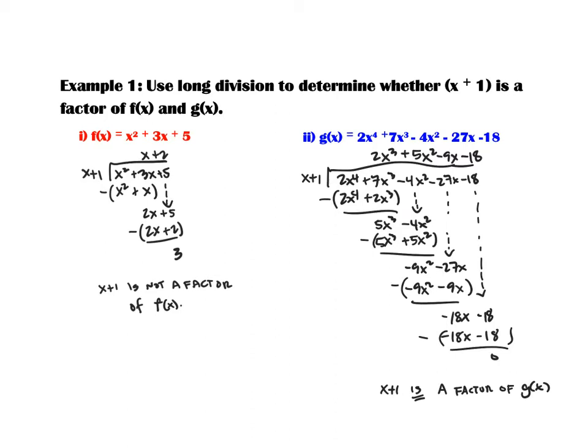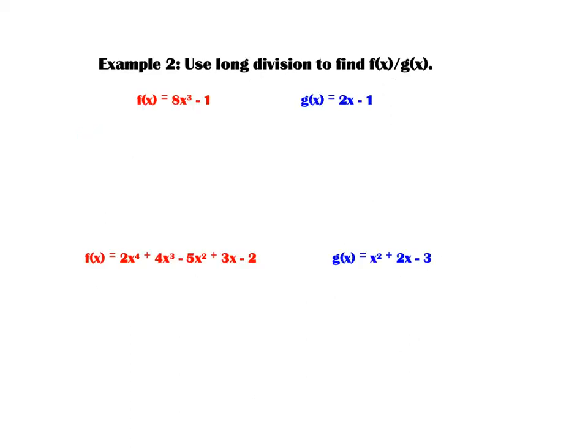So what's kind of cool is if x plus 1 is a factor of g of x, then guess what g of negative 1 would equal? That would have to equal 0, right? Because if this is a factor, what we've done before is we've found the value that would make that factor equal to 0. It's called the factor theorem. So we're going to get to that in a little bit as well.